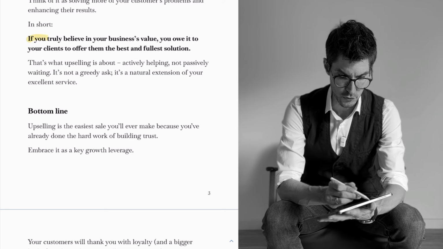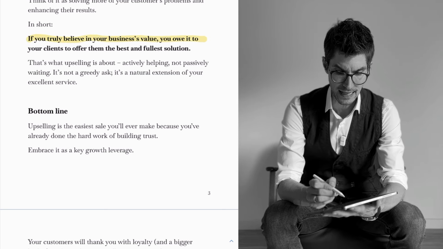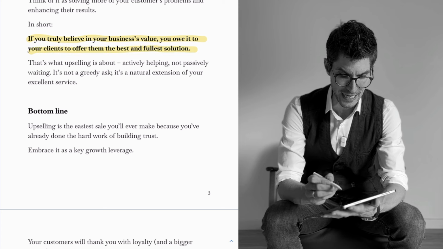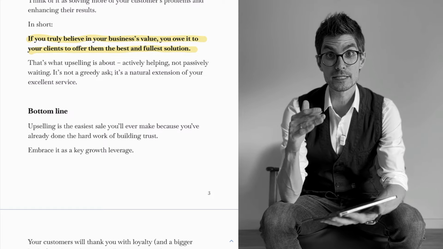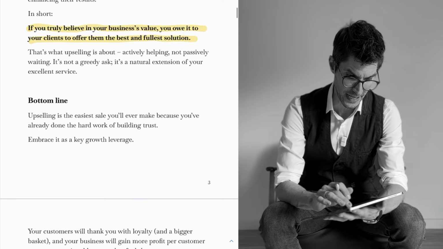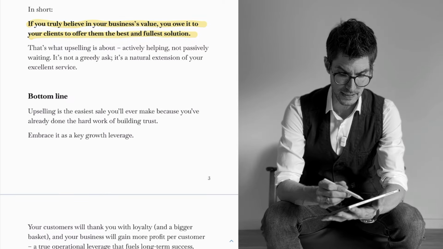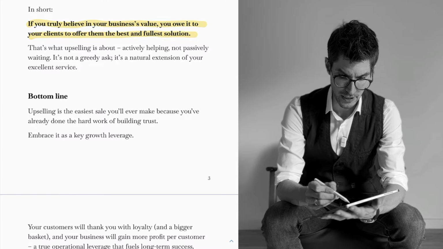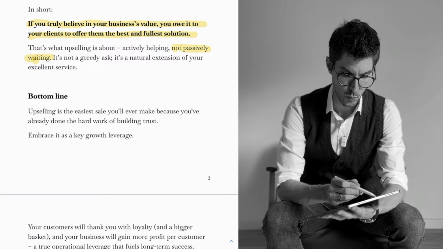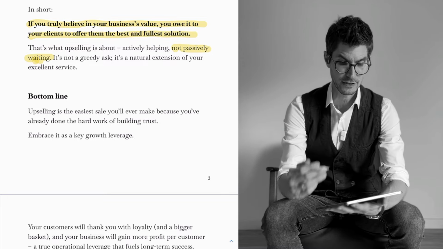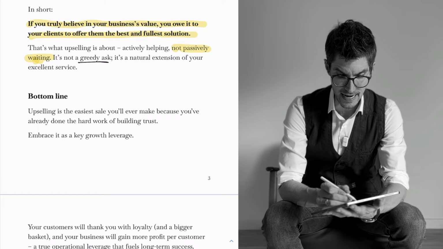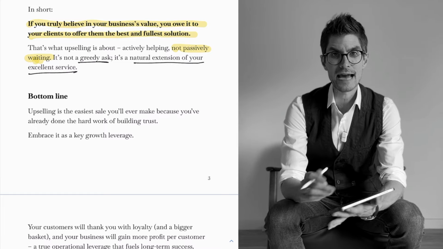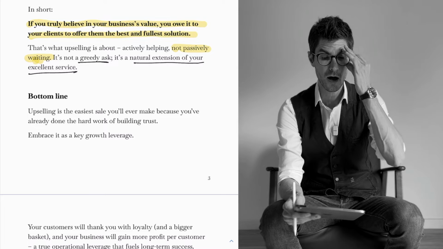So in short, if you truly believe in your business's value, you owe it to your customers and clients to offer them the best and fullest service. You owe it to them. That's why upselling is about actively helping, not passively waiting. You are actually actively engaging in this. It's not about a greedy ask, it's a natural extension of your excellent service to your customer or your client.